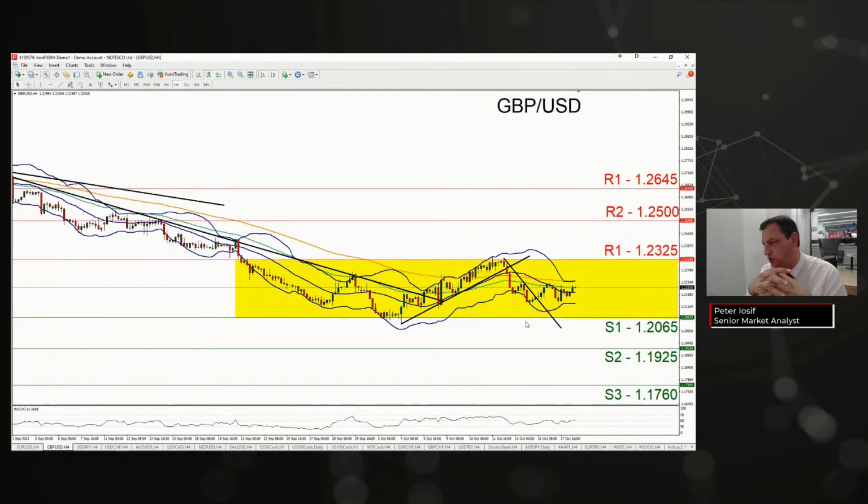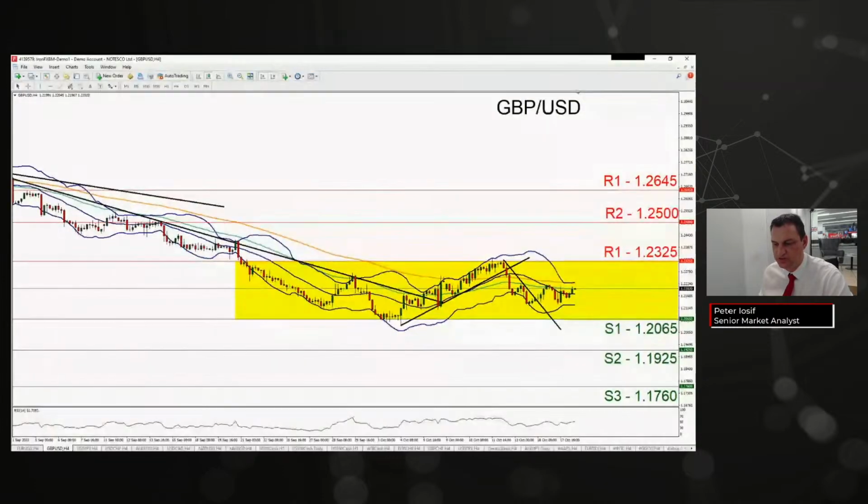Once again, for a bullish outlook, I would require the pair to rise, break the R1 1.2325, and start aiming for the 1.25 resistance level. On the flip side, should the bears take over, we may see the price action dropping, breaking the S1 1.2065, and start aiming for the S2 1.1925.